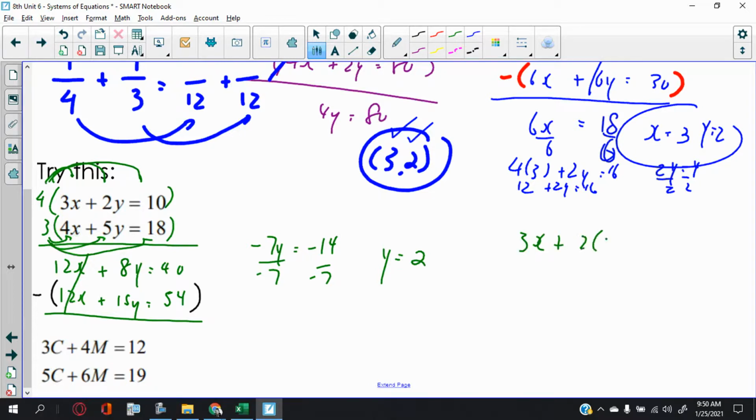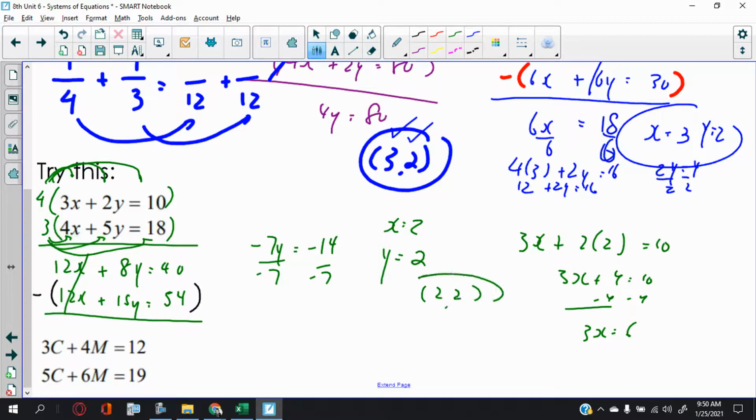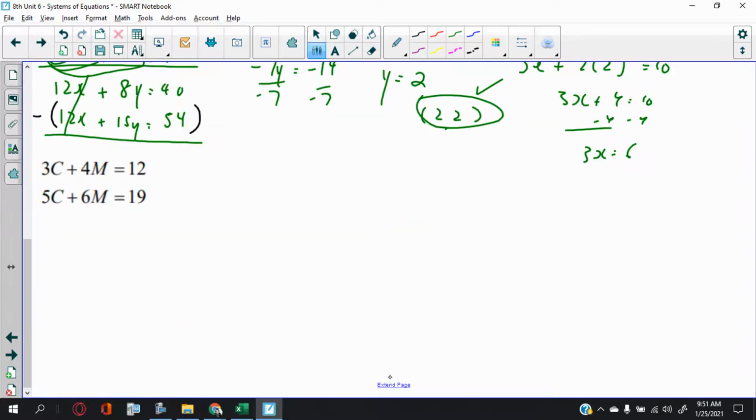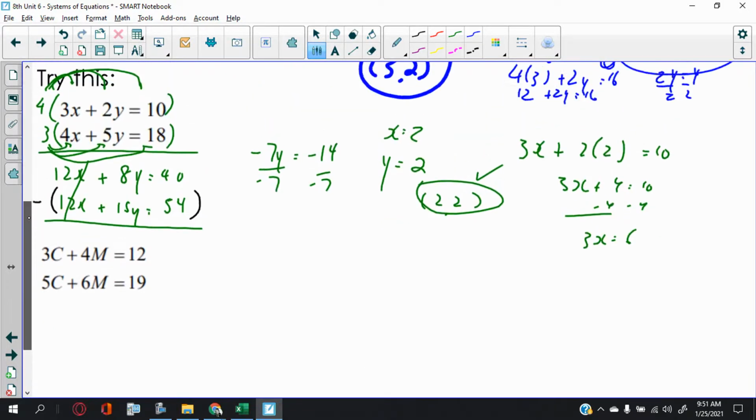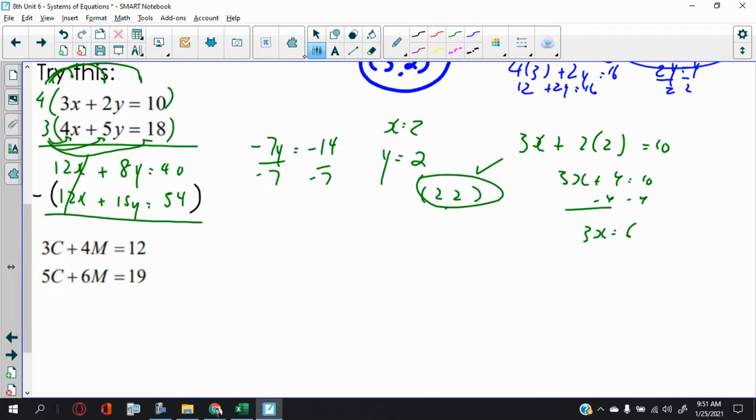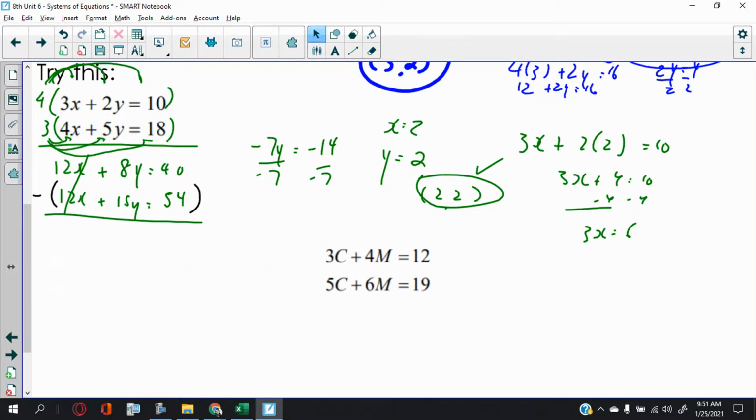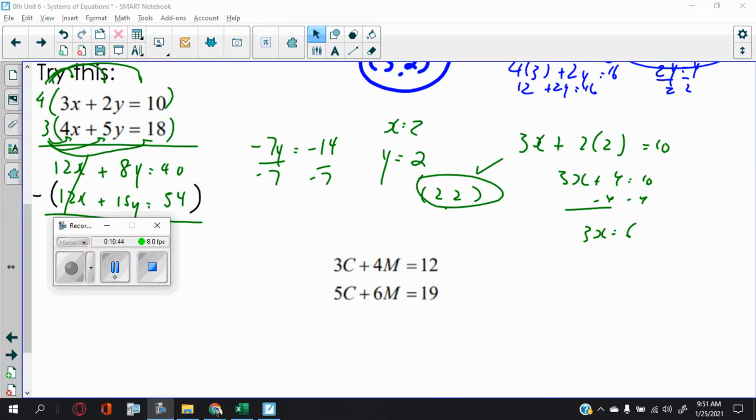Let's plug that in. 3x plus 2 times 2 equals 10. 3x plus 4 equals 10. Subtract 4. 3x equals 6, x equals 2. Is that right? All right. So the solution is 2, 2, 2. So with that said, let me leave the example up here, and you guys try this one right now. So press pause right now.